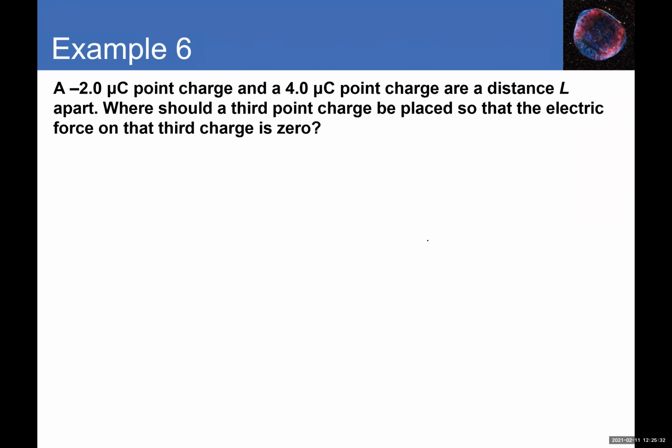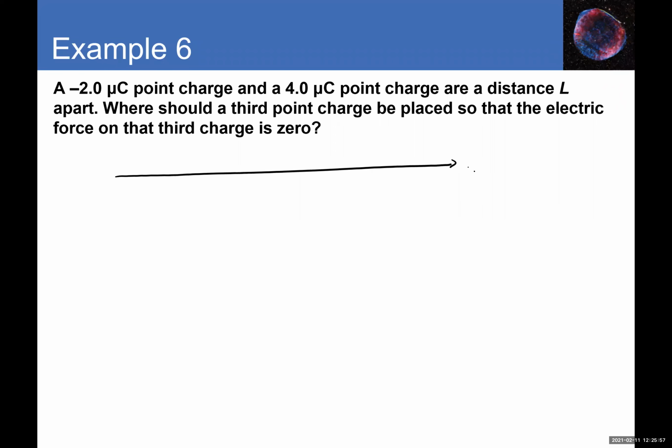All right, so now let's look at another example. A negative 2 microcoulomb point charge and a 4 microcoulomb point charge are a distance L apart. Where should a third point charge be placed so that the electric force on the third charge is 0? All right, so that means what we have here is this.